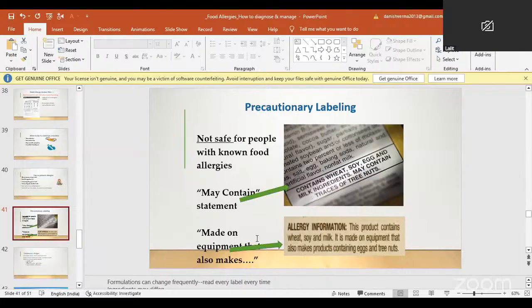And when it says made on equipment that also makes, that again does not clear things properly, whether it is made in a facility which also makes baked food products when somebody has an allergy to eggs or wheat. So these are very dicey, gray areas where you have to keep a check. If it says may contain or the equipment is shared, it's better to avoid.